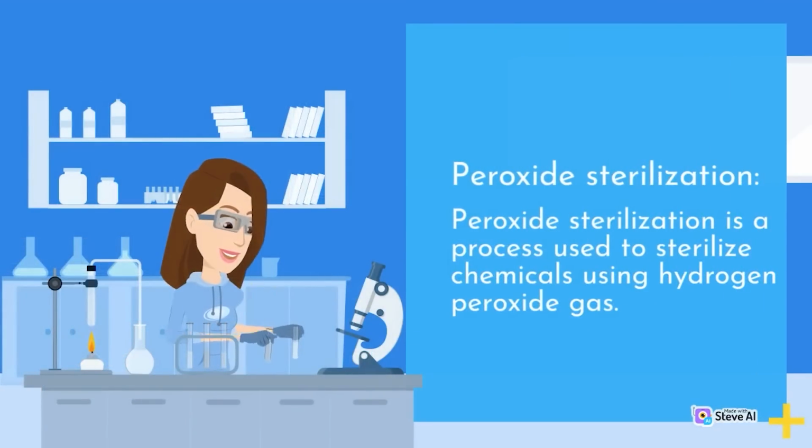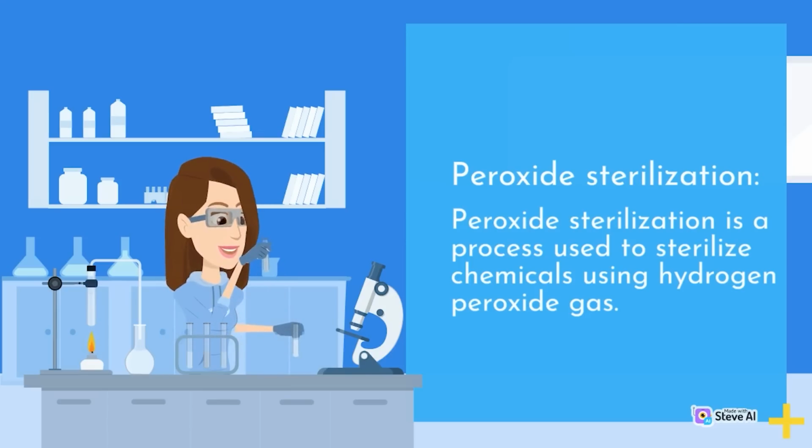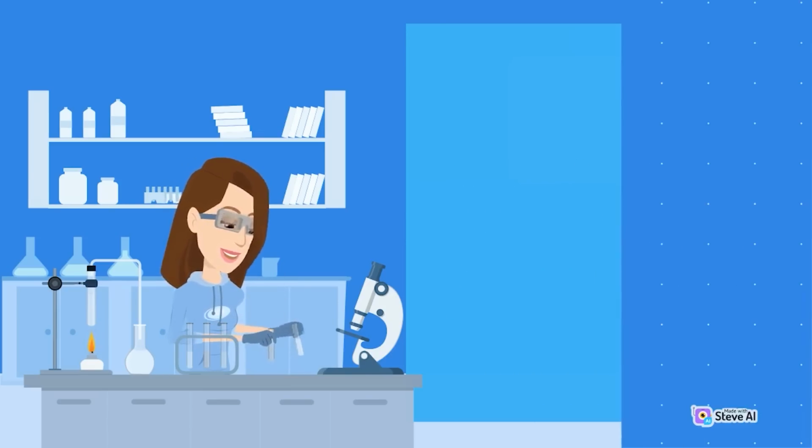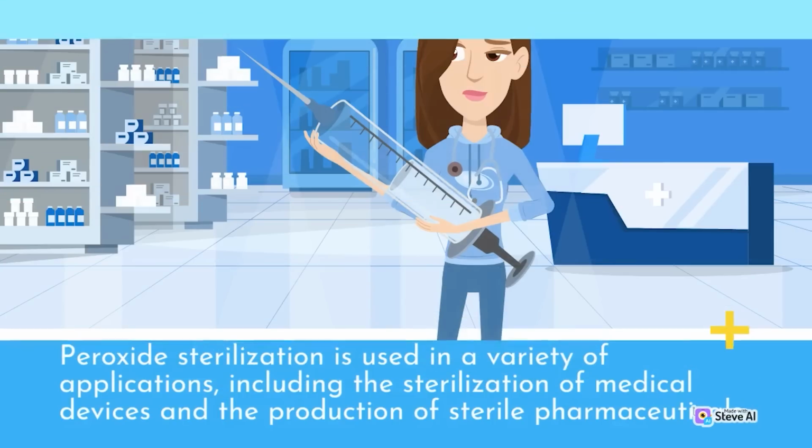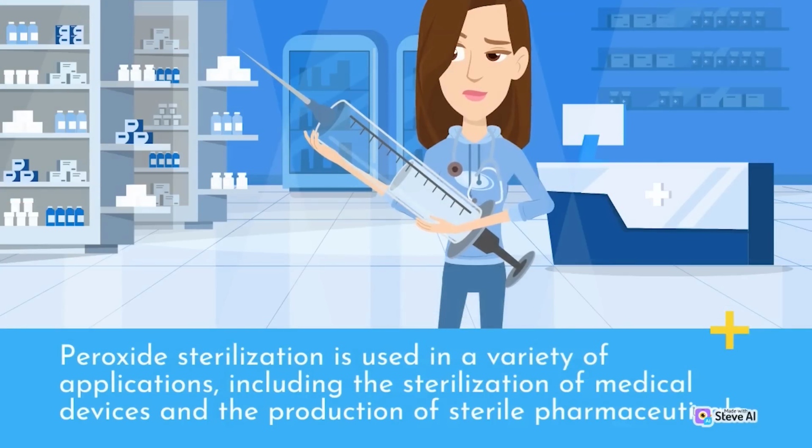Peroxide sterilization. Peroxide sterilization is a process used to sterilize chemicals using hydrogen peroxide gas. In this method, the chemicals are exposed to a controlled dose of hydrogen peroxide gas, which kills any microorganisms present. Peroxide sterilization is used in a variety of applications, including the sterilization of medical devices and the production of sterile pharmaceuticals.